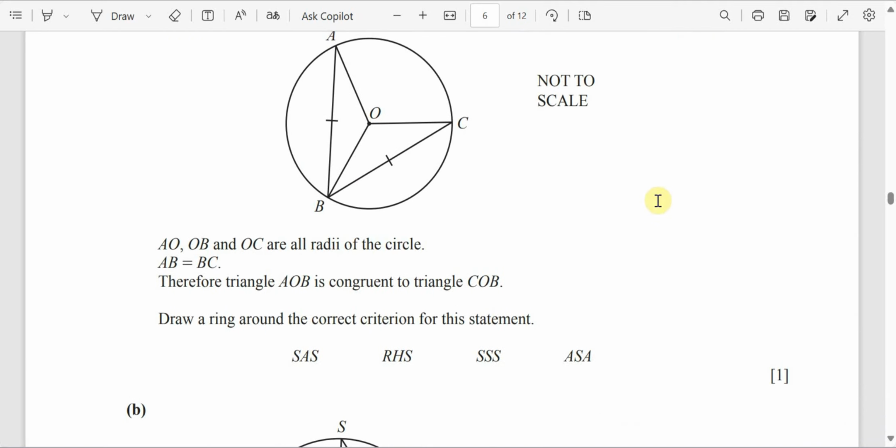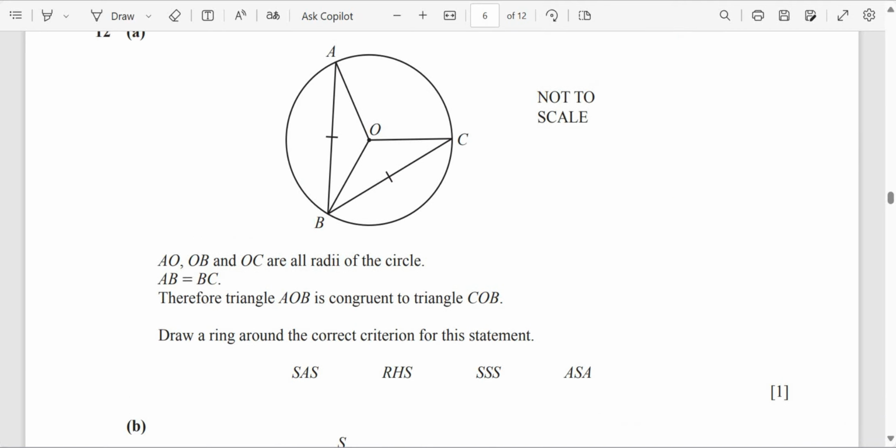And question 12 says AO, OB, and OC are all radii of the circle. AB equals BC. Therefore, triangle AOB is congruent to triangle COB. Draw a ring around the correct criterion for this statement. Okay, so let's see. Since OA, OB, and OC are radii, that simply means that they are of equal length. So this is equal to this and this is equal to this. So the criterion for this statement is side, side, side, SSS.